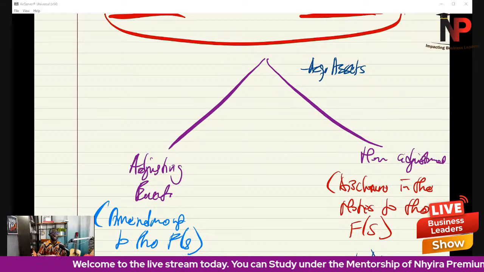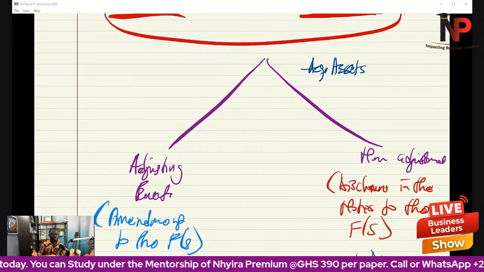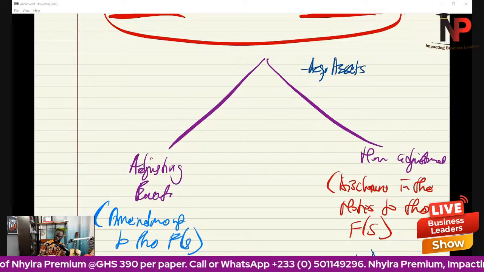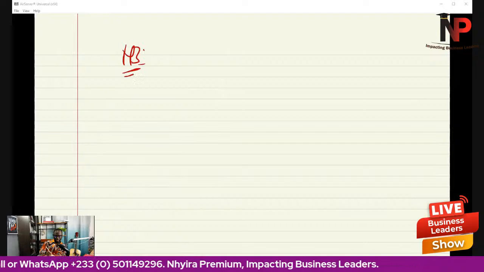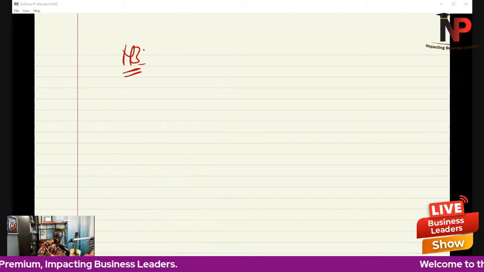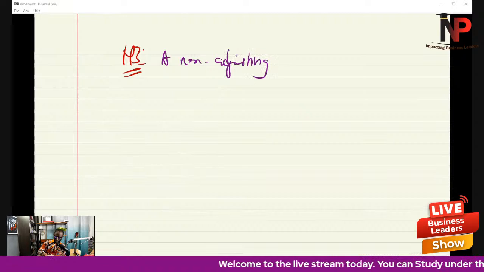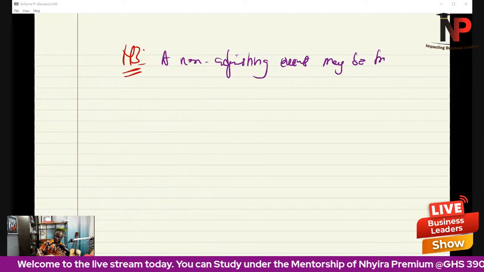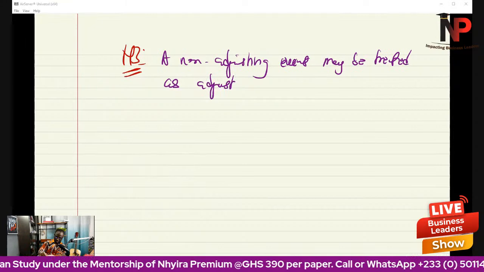Or a fire outbreak in one of our factories. That is not a big deal. We may not have to adjust the financial statements. But this is the last takeaway here. You have to be careful, because non-adjusting events may be treated as adjusting if they affect the going concern of the entity.